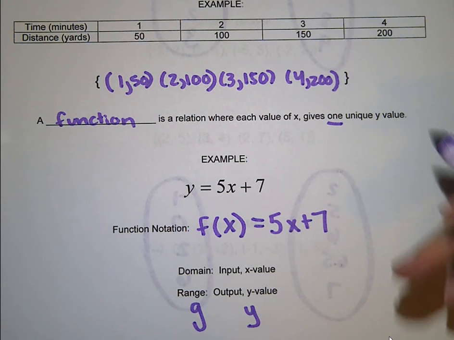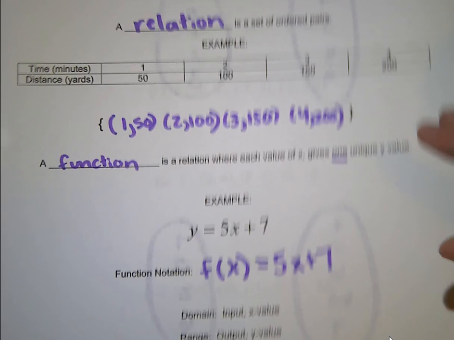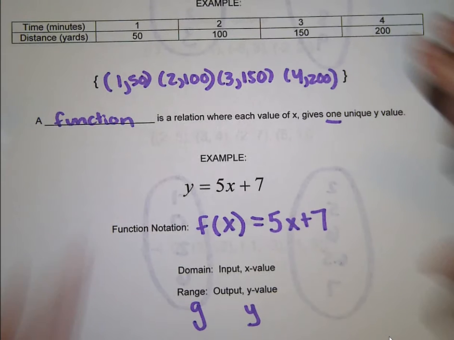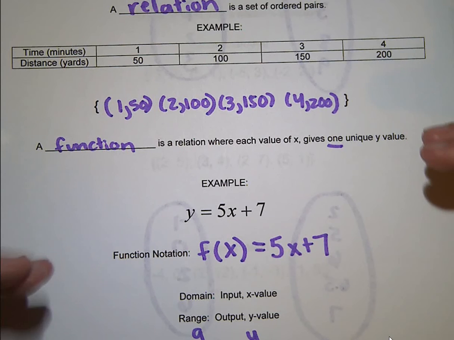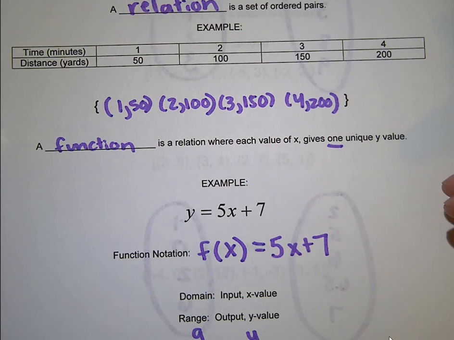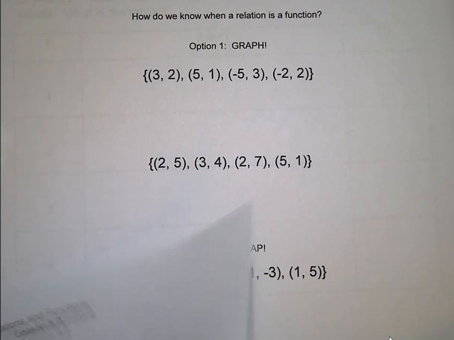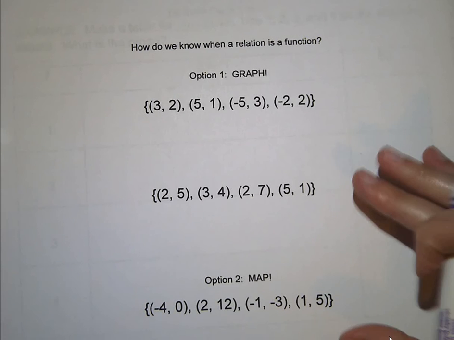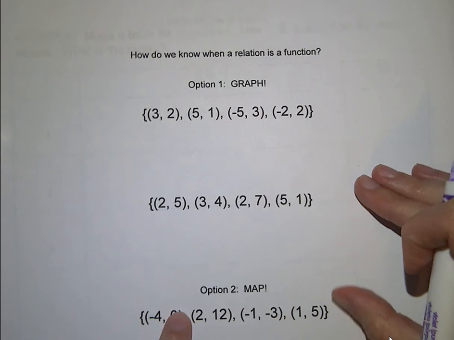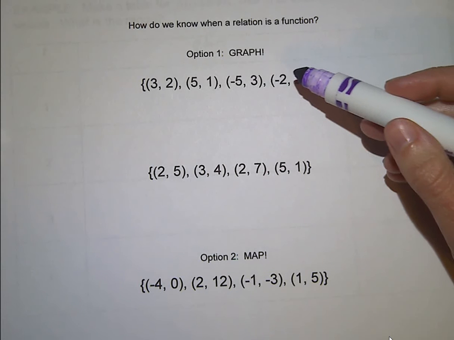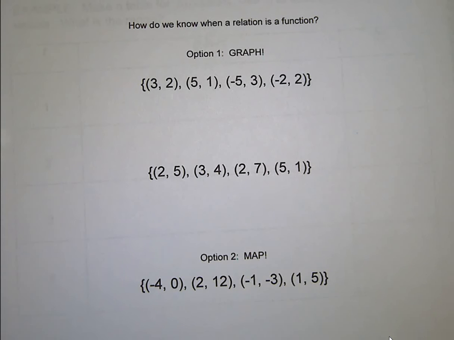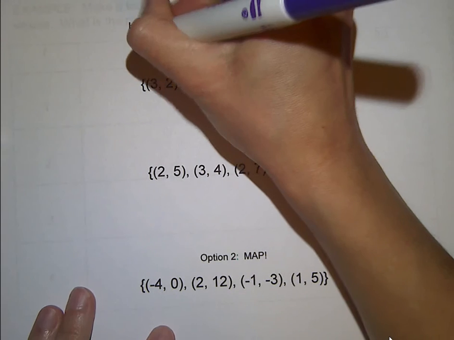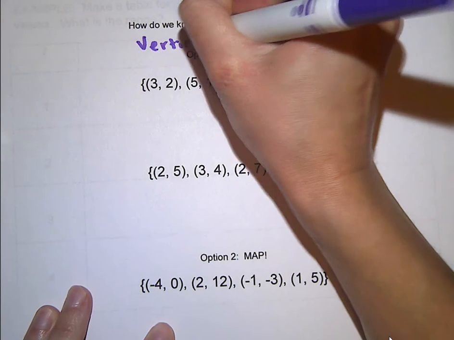Okay, so we've talked about relations, we've talked about functions. Now we're going to look at how I know whether a relation that I have is a function, which means how do I know that for each value of x I'm going to get one unique y value. So how do we know when a relation is a function? Well, there's two ways. Option 1 is graphing, and option 2 is mapping. I'm going to graph first, and we use something called the vertical line test.